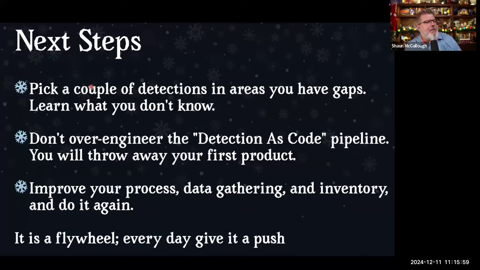All right, so next steps: pick a couple of detections in your area where you have gaps, either vulnerability gaps or detection gaps. If you're really bad at something from a protection standpoint, maybe write some detections for that area. Don't over-engineer your detections code pipeline. I'm a big proponent of the idea that with any software you write, you're going to throw away your first version. We're doing that. It's very weird.